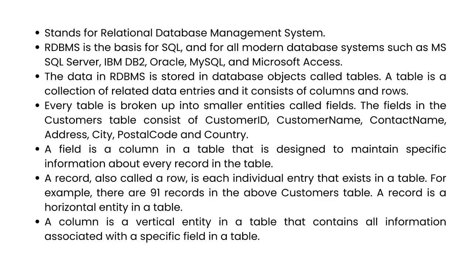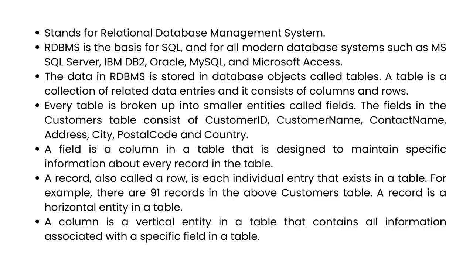Every table is broken up into smaller entities called fields. The fields in the customer table consist of customer ID, customer name, contact name, address, city, postal code, and country. A field is a column in a table that is designed to maintain specific information about every record in the table. A record, also called a row, is each individual entry that exists in a table.